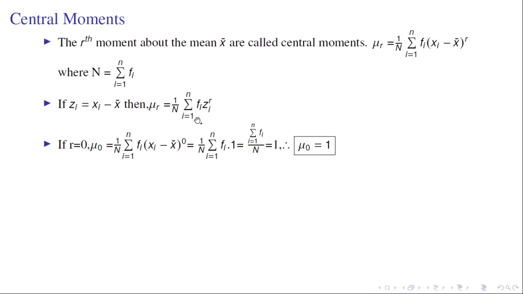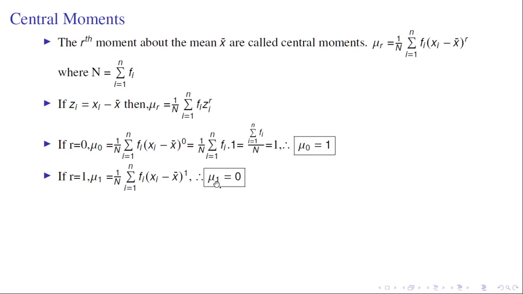If r is equal to 0, mu 0 is 1 by n into the sum from i equals 1 to n of fi xi power 0. Anything power 0 gives 1. Sigma fi is nothing but n, so n by n is 1. Mu 0 is equal to 1 always. Similarly, if r is equal to 1, the sum of deviations taken from their arithmetic mean is 0. So this term becomes 0, the whole term becomes 0.